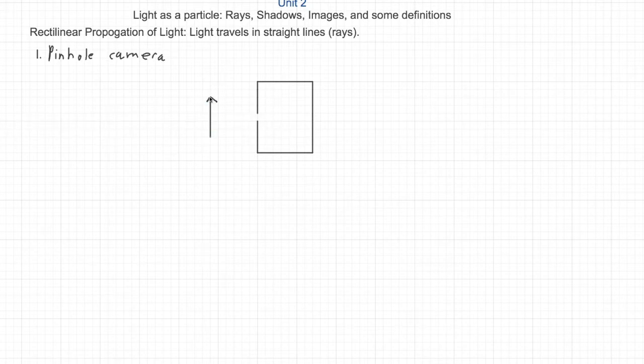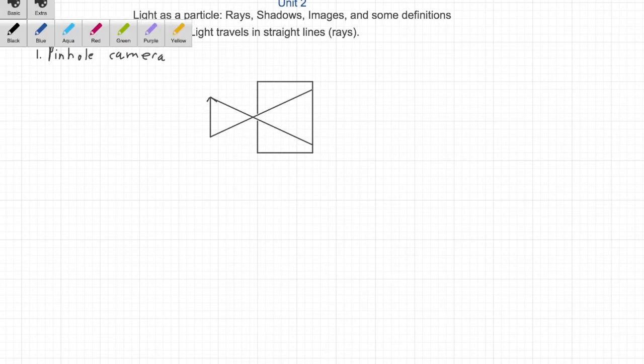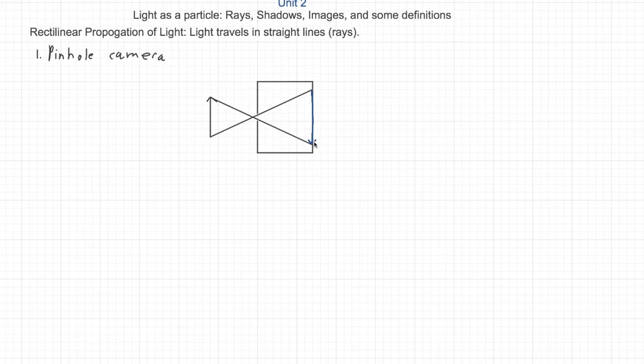This is our arrow object, and if we extend the light ray from the top and the bottom, you'll see that the image is upside down. The top of the object becomes the bottom of the image, the bottom of the object becomes the top of the image. We call upside down images inverted images. It's a term you'll see often in geometric optics.